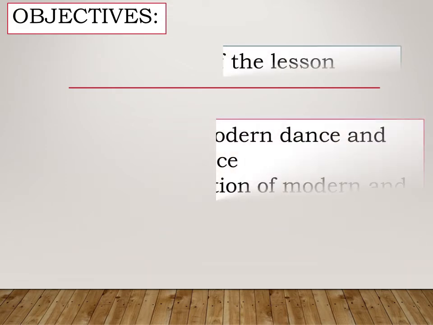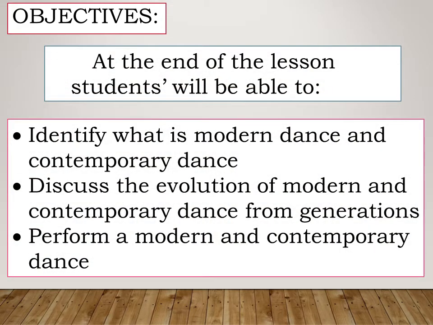Objectives. At the end of the lesson, students will be able to identify what is modern dance and contemporary dance, discuss the evolution of modern and contemporary dance from generations, and perform a modern and contemporary dance.